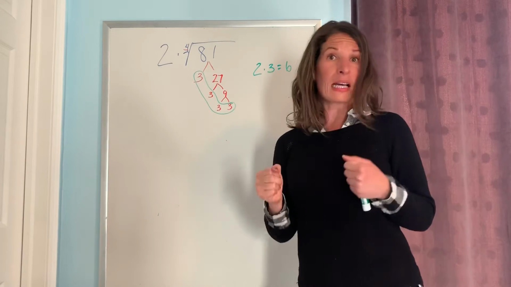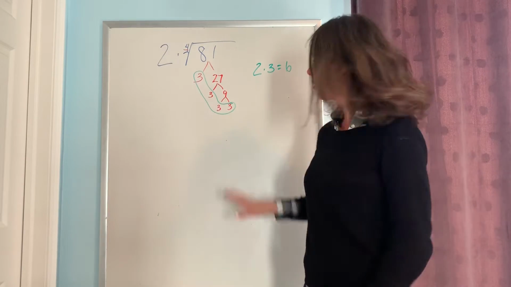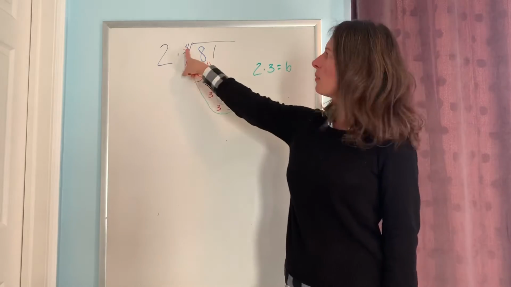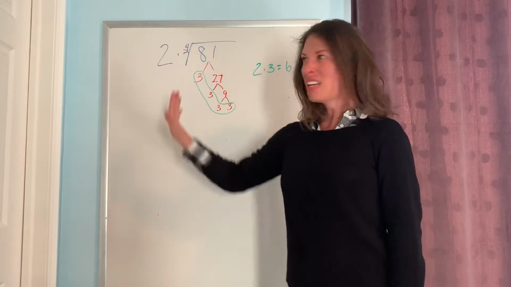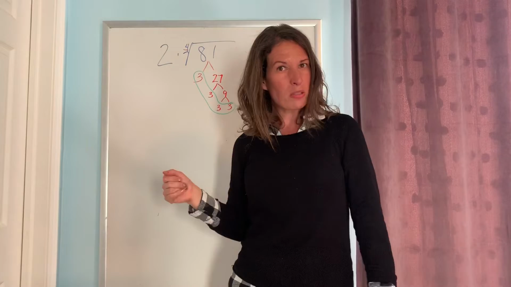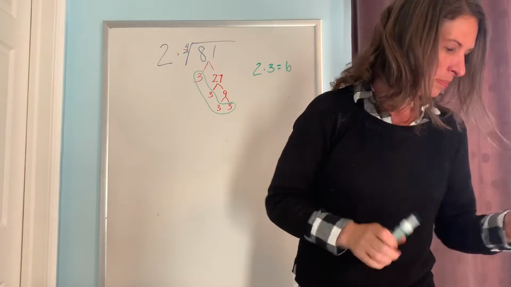We are breaking it down into its prime factorization, circling the right number, and we know the right number by that index. If there's something outside, it just gets multiplied. You guys know how to do multiplication.